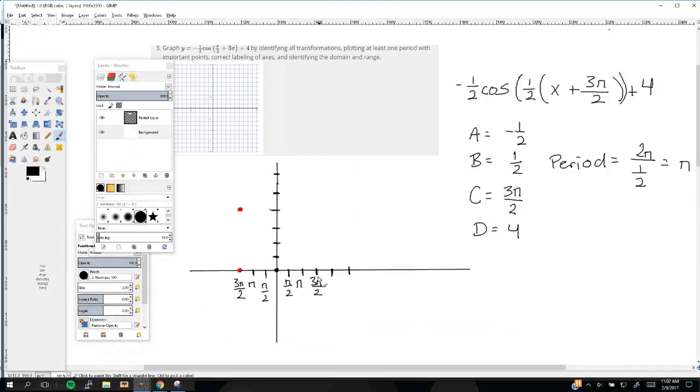And then let me see. Cosine, usually it goes down, but now it will go up because it's inverse. And it has gotten squashed by 1/2. So instead of being in between 1 and -1, it'd be between this point, which is 4.5, and 3.5.